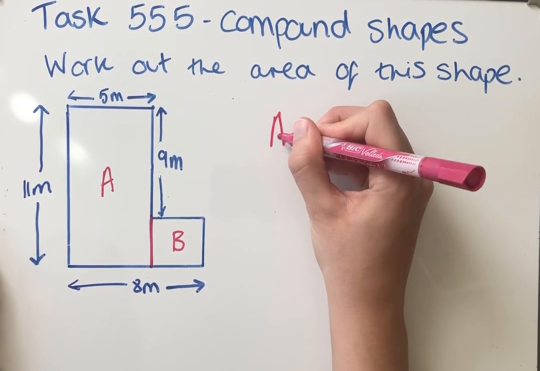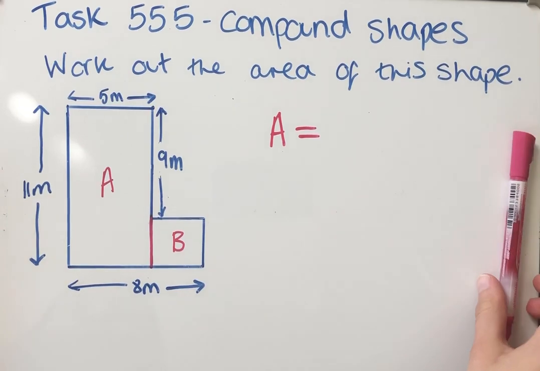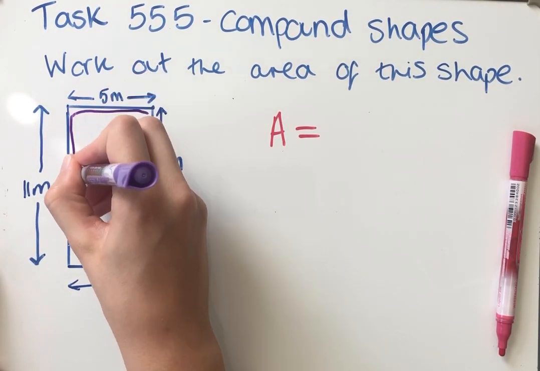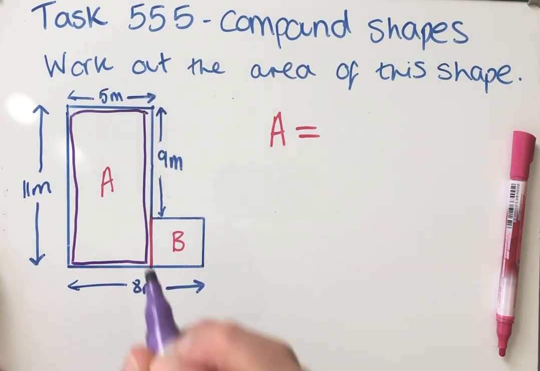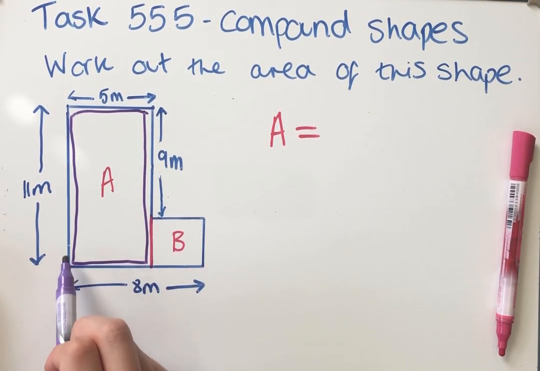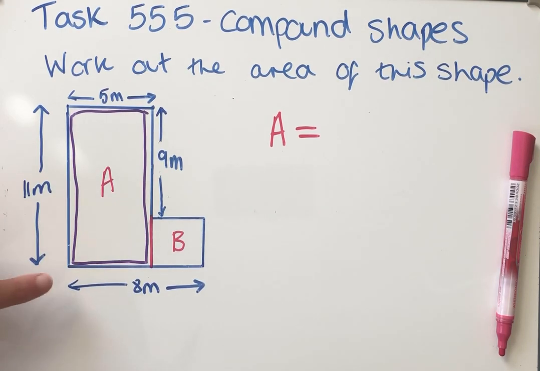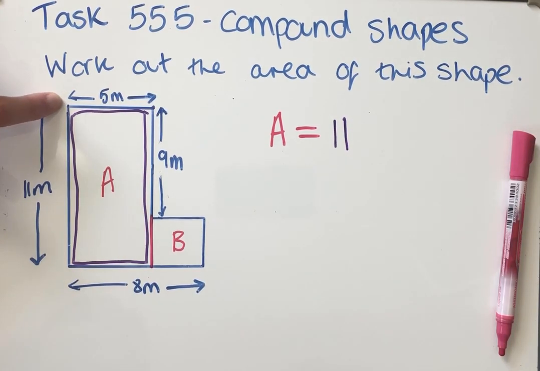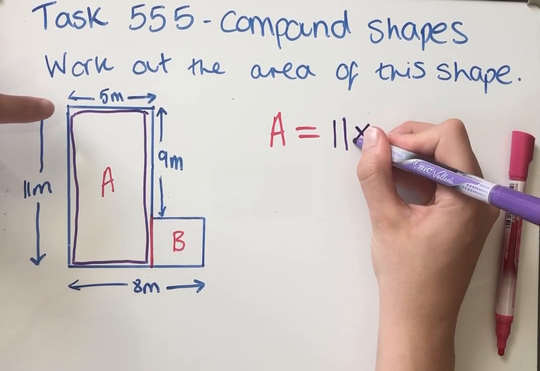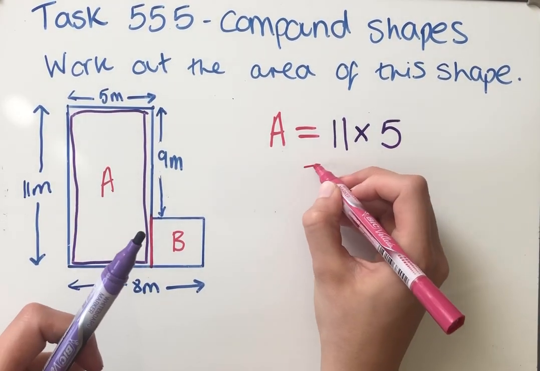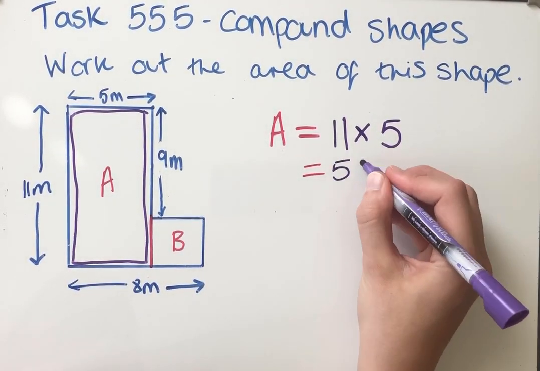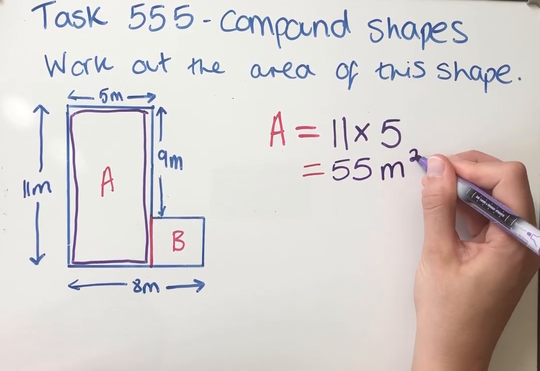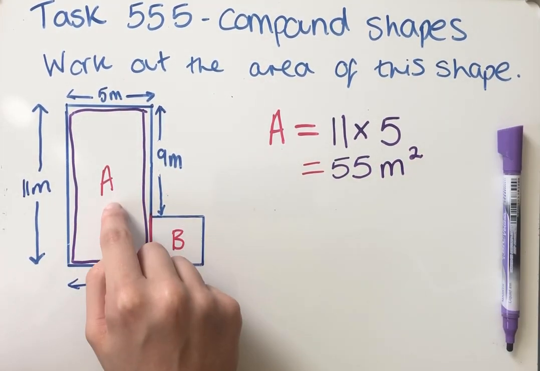So I'm going to start with A and think about how I would do that. Now I'm just going to get a different colour to help me with this. Rectangle A is this one here and I'm just going to go around it. There it is. I need to know the length and the width of rectangle A. I'm quite lucky because this is my length here, that 11, and to find the area, I've got to multiply it by the width, which is 5. You will know that 11 times 5 is 55, and it's in metres, so it's metres squared because it's an area. So that is for A, that bit.